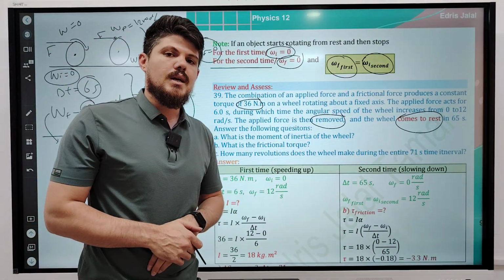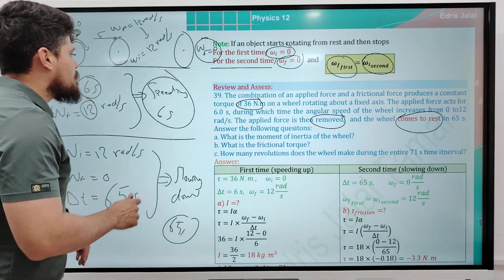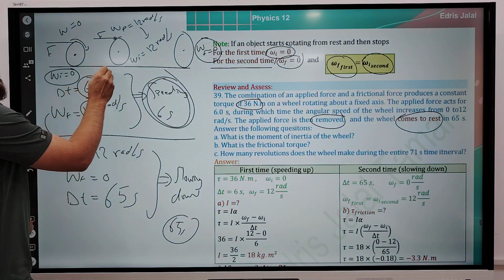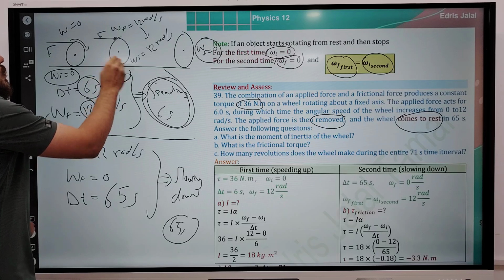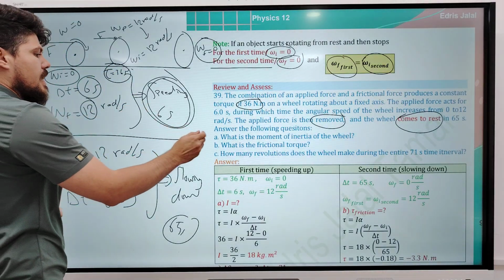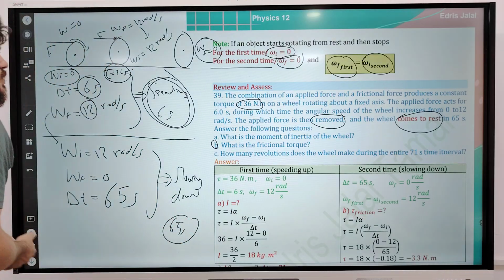How can you determine the moment of inertia? By using the speeding up. Why? Because in the case of the speeding up, the net torque was given. Without torque, you cannot find the moment of inertia. The second unknown, what is the frictional torque?